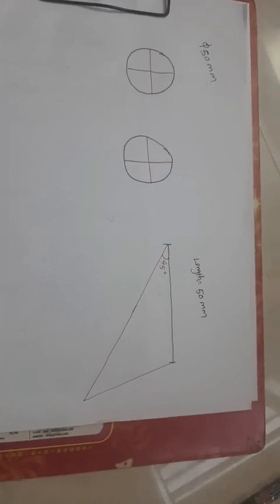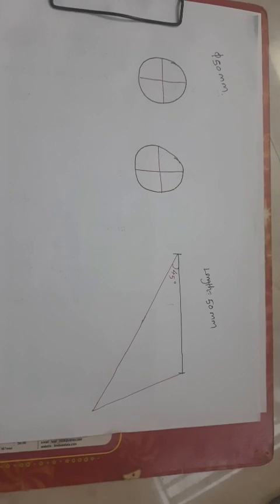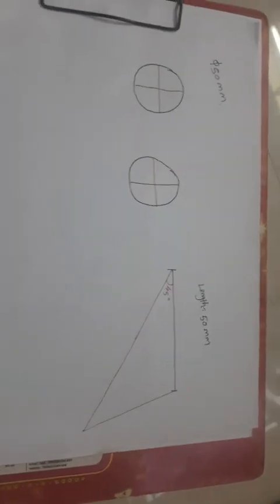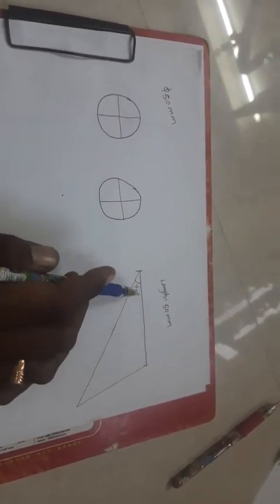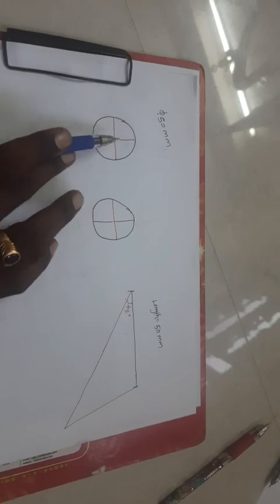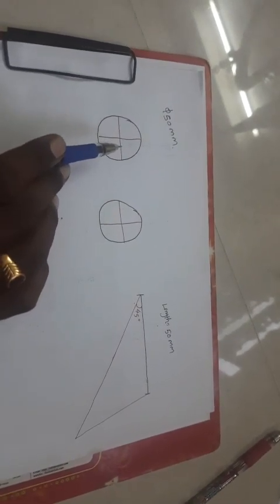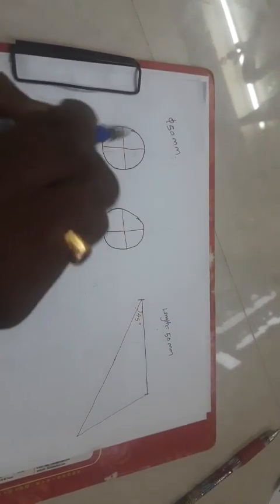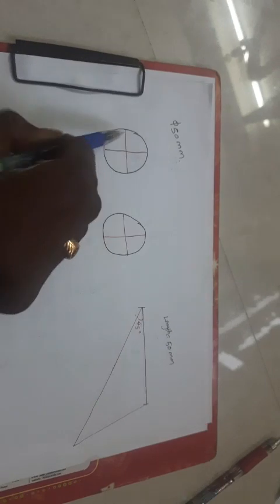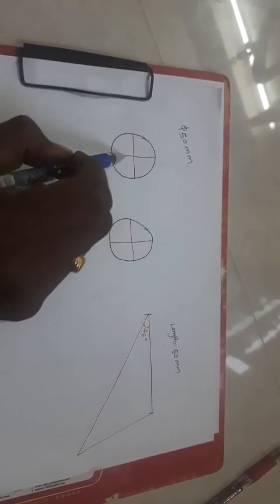Right. Now, before seeing how we are going to draw cycloids and involutes, let's see some basics. For drawing a cycloid, I have a circle of diameter 50 mm and a straight line of length 50 mm. Now I'm going to split the circle into 8 equal parts. To do that, draw a circle and draw a vertical and horizontal line which pass through the center.